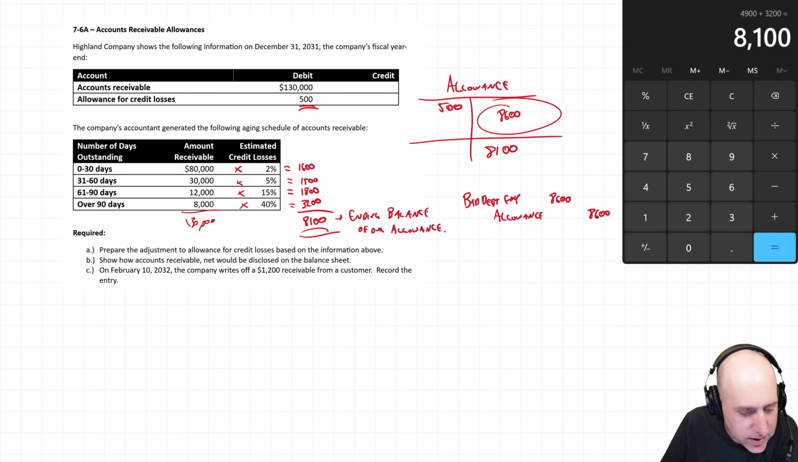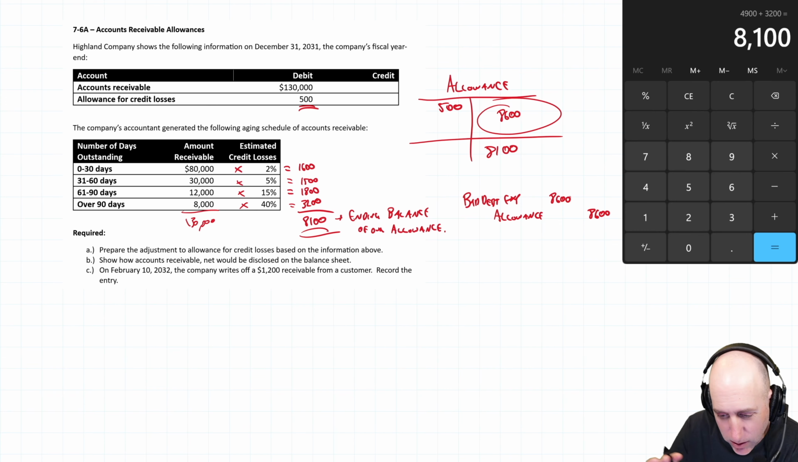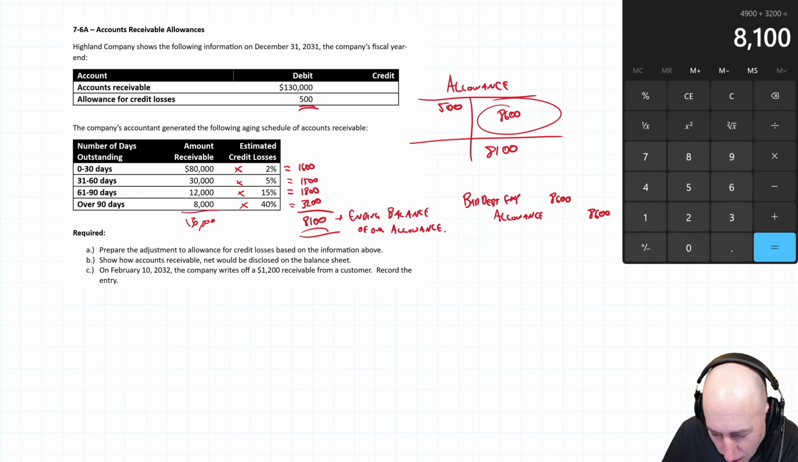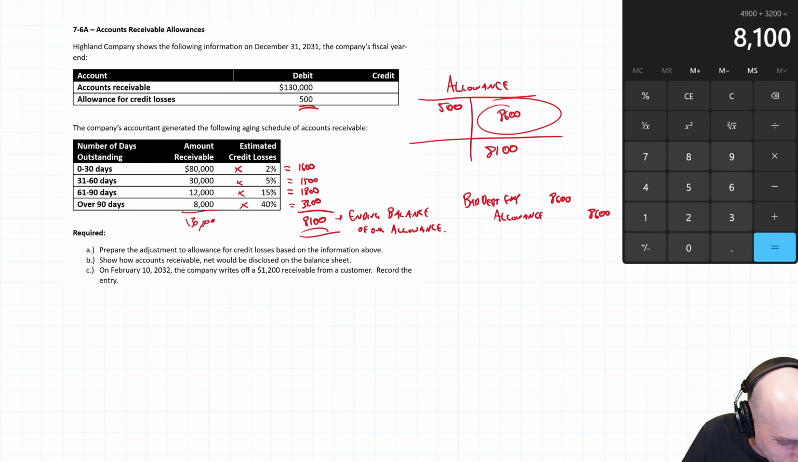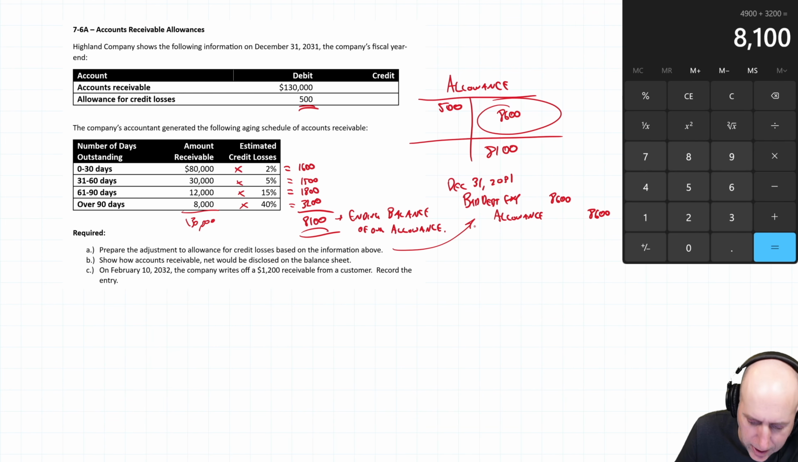But again, be consistent with the naming in your textbook. We're all talking about the same thing and we're all doing the same thing. So the names can be different in different regions, but bad debt expense is the old school way of calling it, and I'm a little bit old school. The date here is December 31st, 2031. So this is our answer to part A.